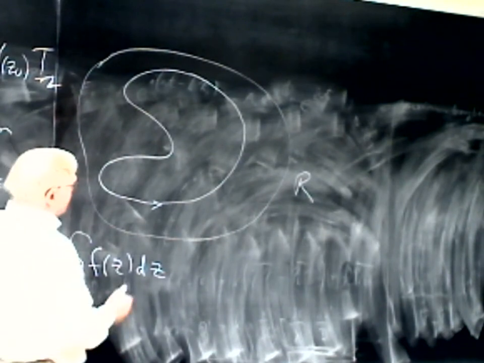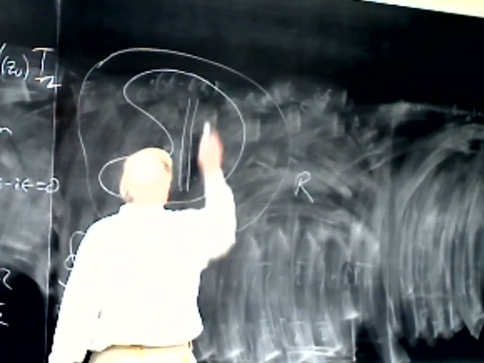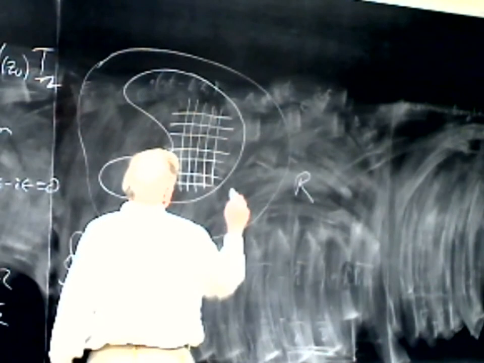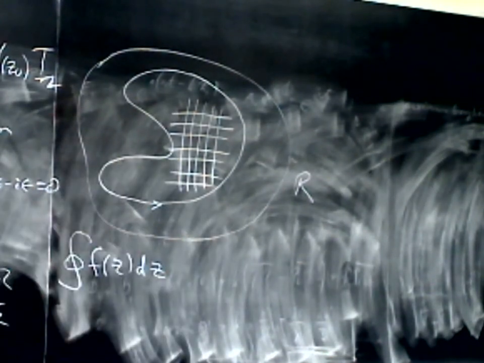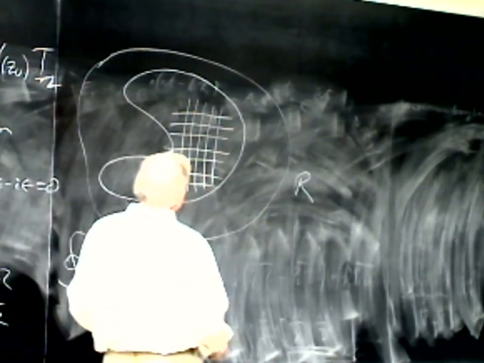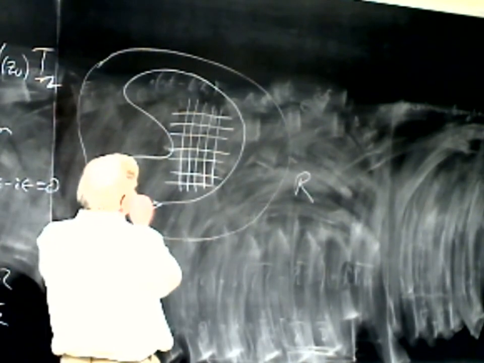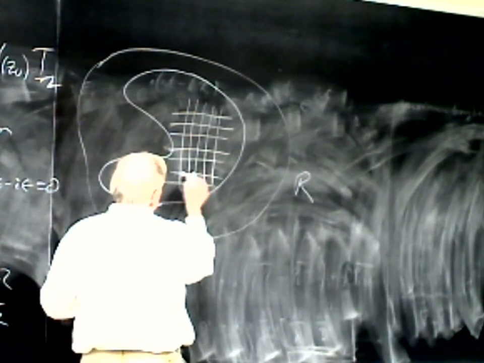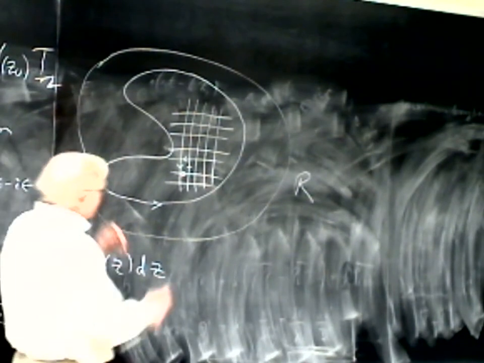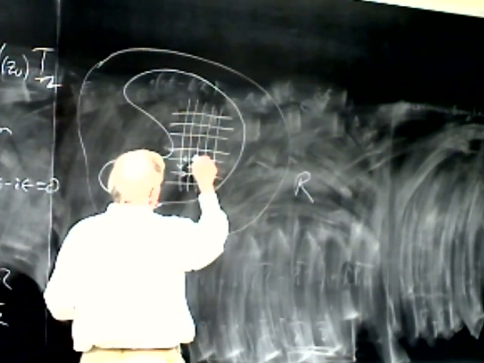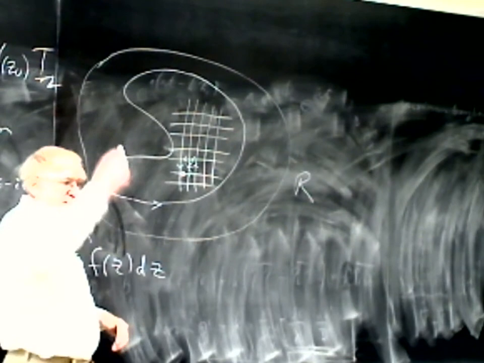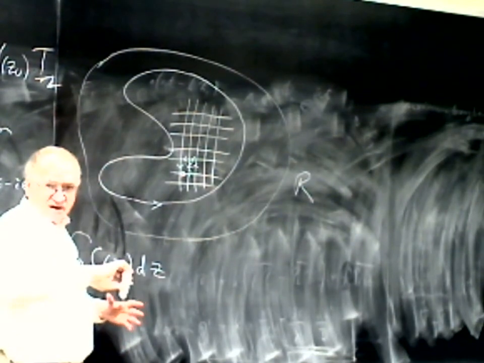Well, the point is, you can write this region in terms of squares, tiny squares. Okay? So small, I mean, really tiny squares. And you notice that the integral, imagine integrating over each of those tiny squares. Well, you integrate over this square, then you integrate over this square, and you see that they have a common side. But you're going up in one case and down in the other, so it cancels.